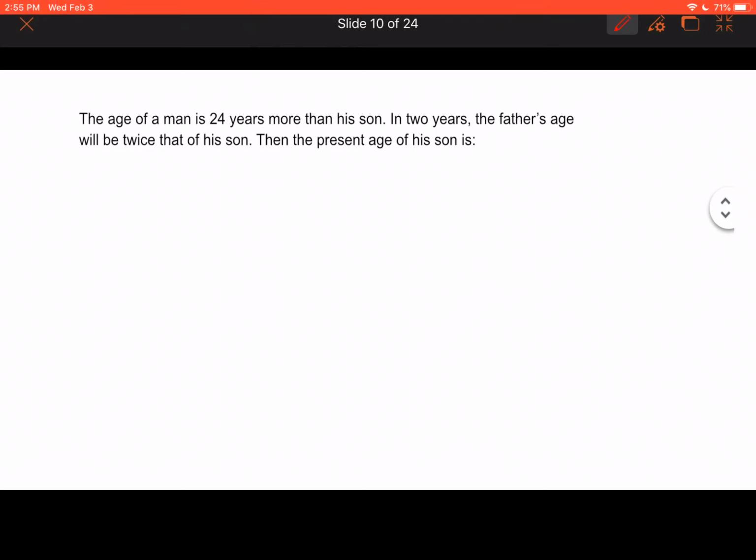So there are two people involved, right? One is the father, another one is the son. So let us keep this as the present age. Okay, the relationship given is that the age of the man, that is the father, is 24 years more than that of the son. So whether it is more than or less than, we have to do the things first and then add or subtract the value. Okay, more than his son's age.